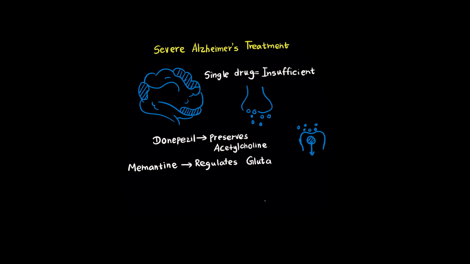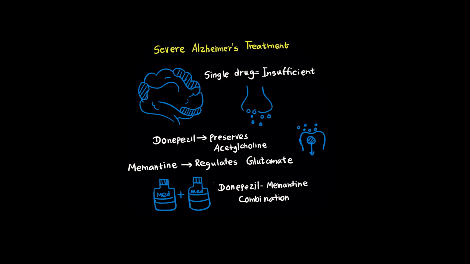Using both medications together targets two different neurotransmitter systems simultaneously. Studies show this combination provides better symptom control than either drug alone in severe disease. The synergistic effect helps maintain function longer. The correct answer is donepezil-memantine combination because severe Alzheimer's requires dual mechanism therapy targeting both cholinergic and glutamatergic dysfunction.